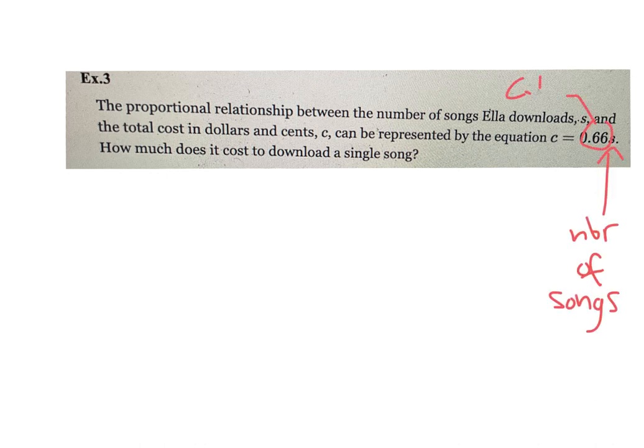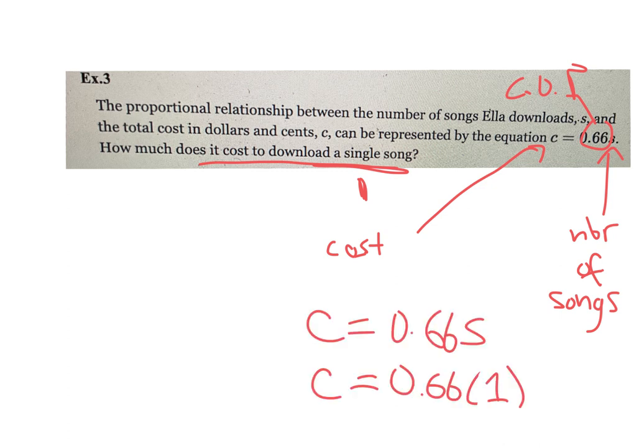That's our COP. And in order to figure out how much it costs to download a single song, we're going to replace S, which is the number of songs, with the number 1, because a single song is just one song. All right, so there we are. Replace the letter S with the number 1, and we're multiplying by 0.66. So 0.66 times 1 is 0.66, and it will cost us 66 cents.